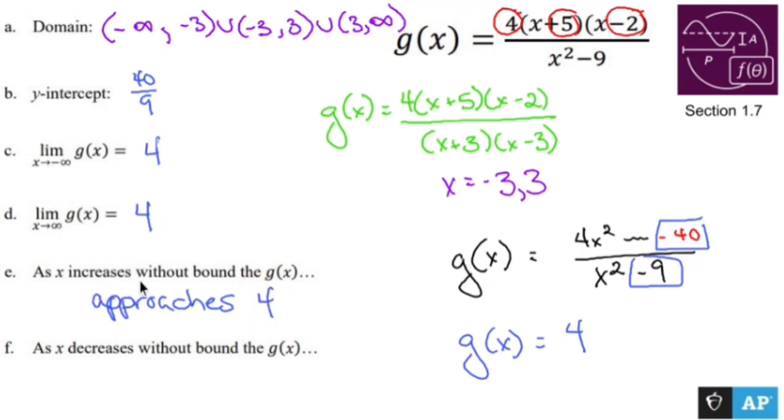As x increases without bound is just fancy talk for saying as x approaches infinity. So g of x is going to approach 4. Similarly, as x decreases without bound, the same exact thing is going to happen, and g of x approaches 4 once again. Okay? So 6 questions based off of this rational right here. Fun stuff.